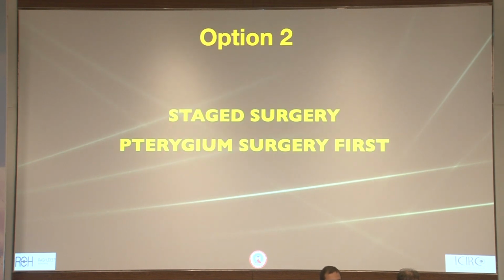The second option is a staged surgery, where it is absolutely mandatory, where you're not getting reliable keratometry readings, and you will go for a pterygium surgery first.